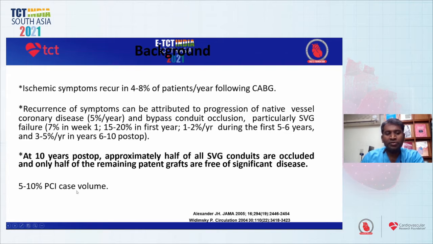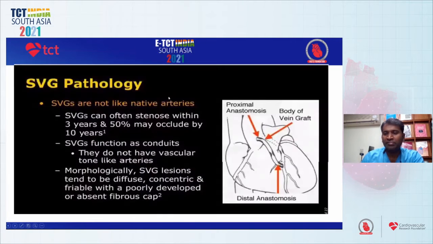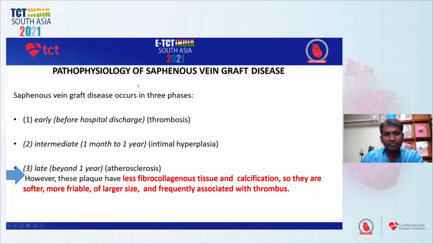It accounts for around 5 to 10% of PCI case volume in any center. If you see SVG pathology, these are not like native arteries. They can often stenose within 10 years and 50% will occlude by 10 years. They often act like conduits and do not have vascular tone like arteries. Morphologically, SVG lesions tend to be diffuse, concentric, and friable with a poorly developed or absent fibrous cap.